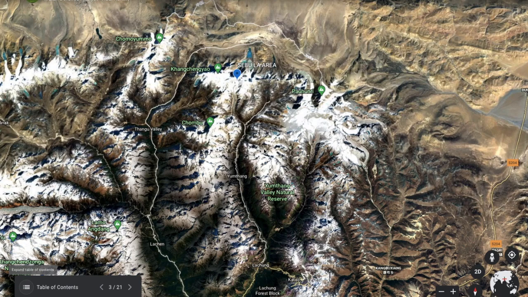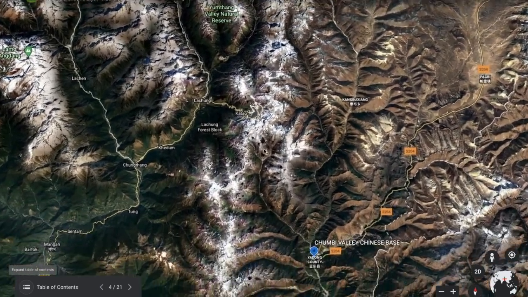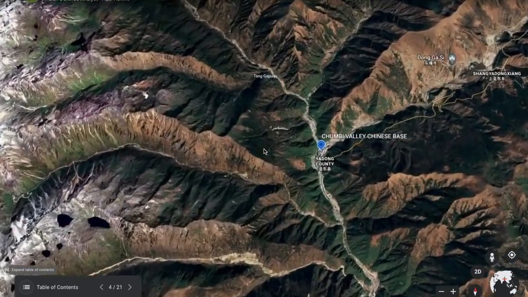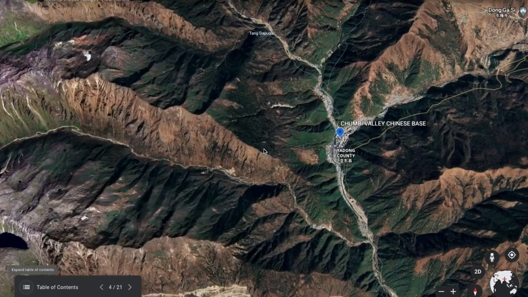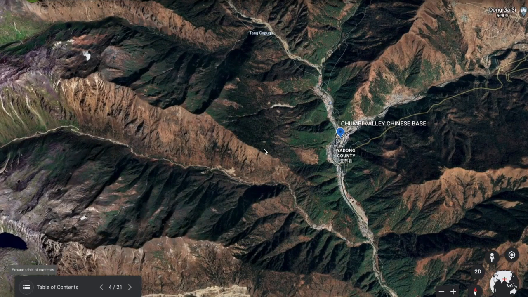Before moving on to the next topic of discussion, which is Doklam, of course, famous for its 2017 standoff between the two armies, I'd like to show you this Chumbi Valley Chinese base close to the passes of Nathula, which is in the middle of a valley, pretty much surrounded by Indian troops at very strategic locations.